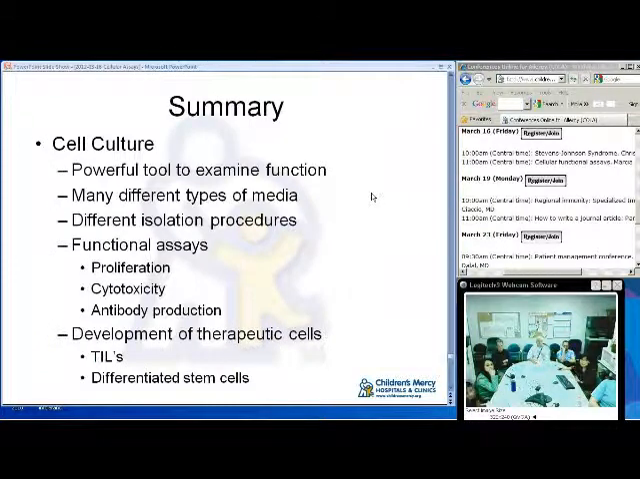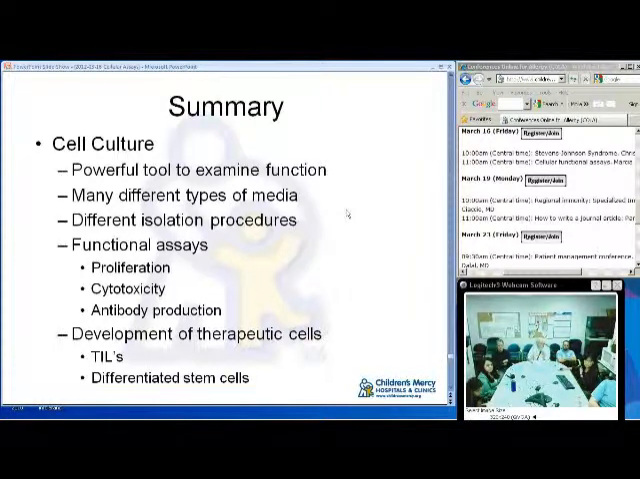Okay, so in summary, cell culture is a powerful tool to examine function. There are many different types of media that you can use. If you're just starting out and you don't know, it's a little bit of trial and error to determine the correct media and the different culture conditions.